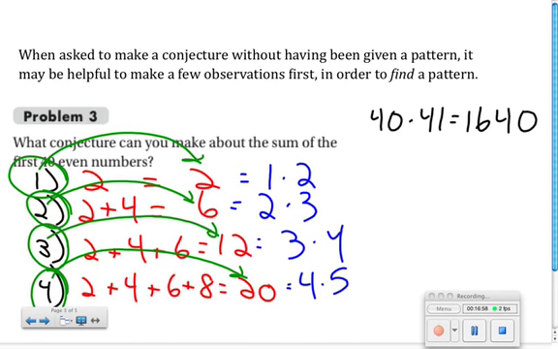Right, the first your turn, Isa. Yes. Oh, was that not your hand? 25 and 20. 25 and 20 are the next 2 terms.